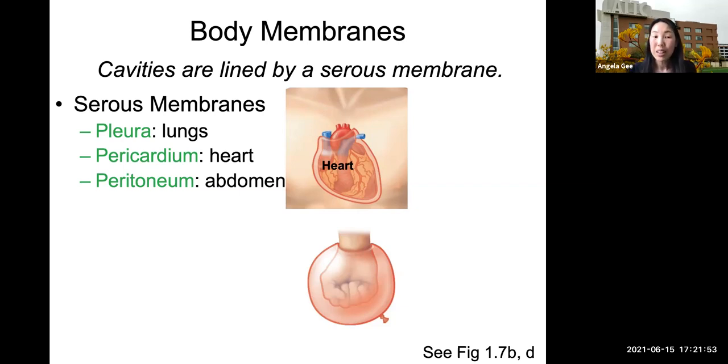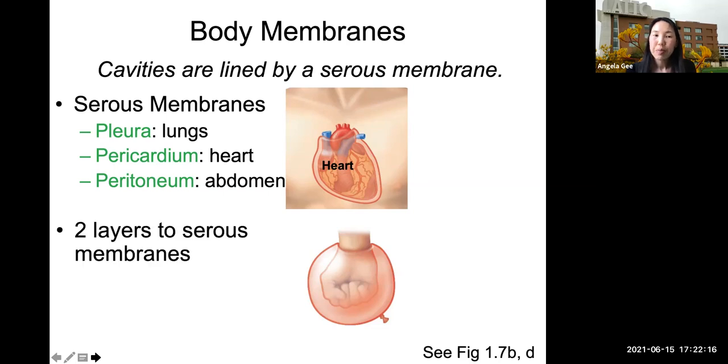Now, one important thing about these serous membranes is because their job is to protect, they actually have two layers to them. So it's kind of like, think about double layering a bag, right? You go to the grocery store and one bag might not be thick enough, so you do two bags. So it's the same thing with the serous membrane. You'll have two layers of membrane that will help surround and protect these cavities. So the two layers, we have an outer layer and an inner layer.